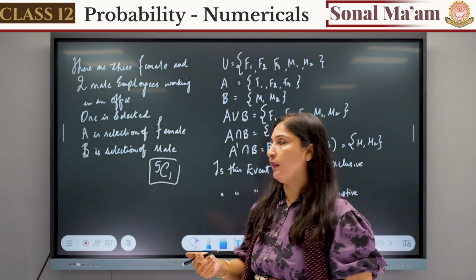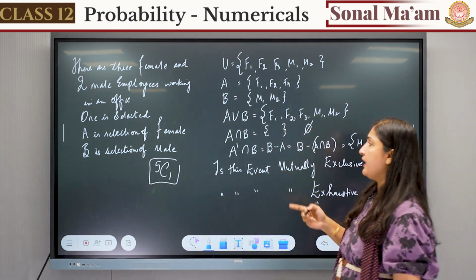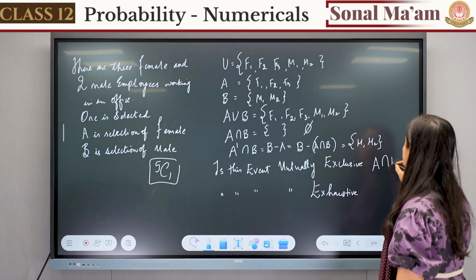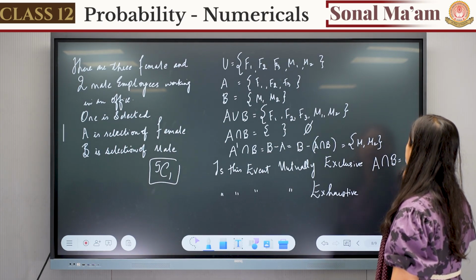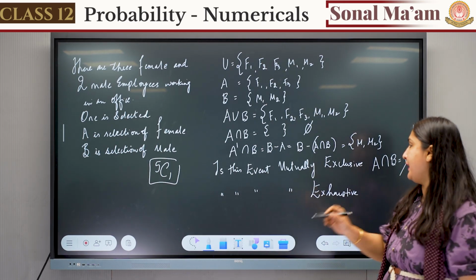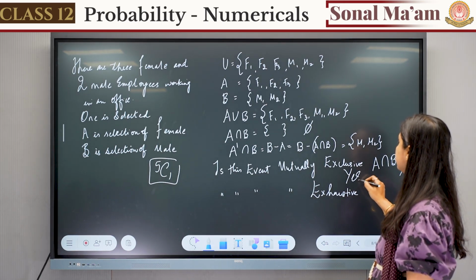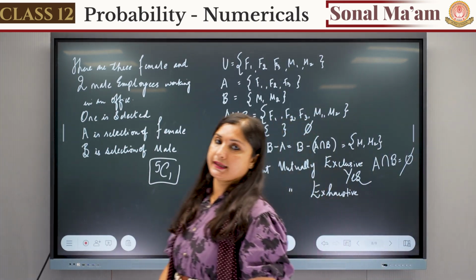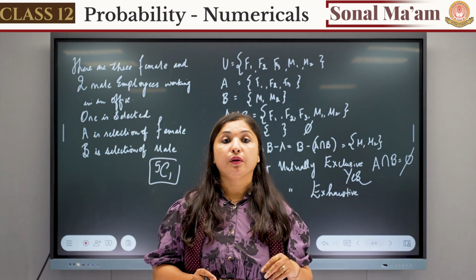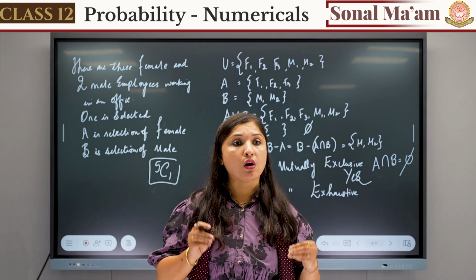Because we don't have anything common. Do we have A intersection B? No. So whenever A intersection B and the answer is null set, that event is called a mutually exclusive event. And yes, this event is mutually exclusive event, right?